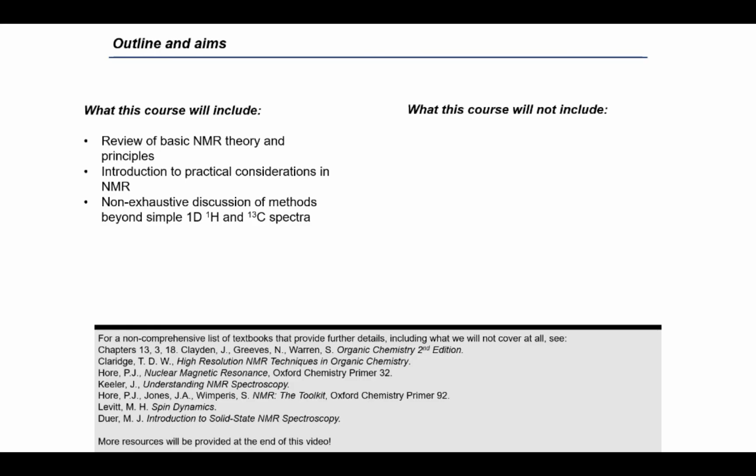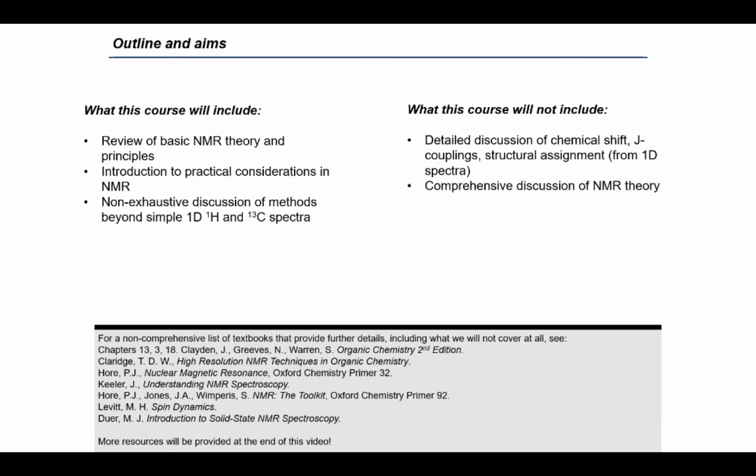Now, because I assume people watching this video probably already know a little bit about NMR, one of the things we're not going to be talking about is things like the chemical shifts of different functional groups, J-couplings and splitting pattern multiplicities, and how we use all of those and integrals to be able to do structural assignment from basic 1D NMR spectra. On the flip side, we're also not going to go into very much detail at all about NMR theory. There's a lot of really interesting theory underpinning how NMR works, but we just don't have the time to talk about it here.